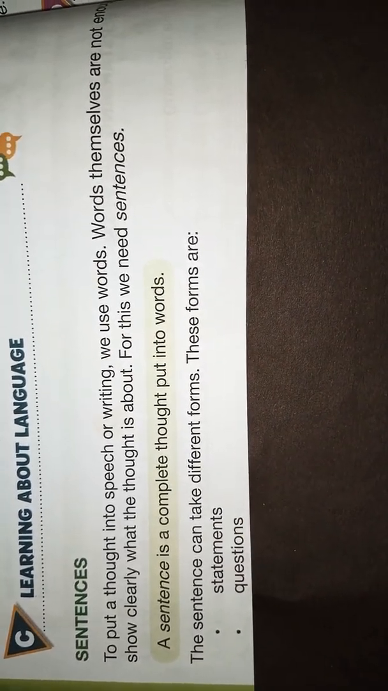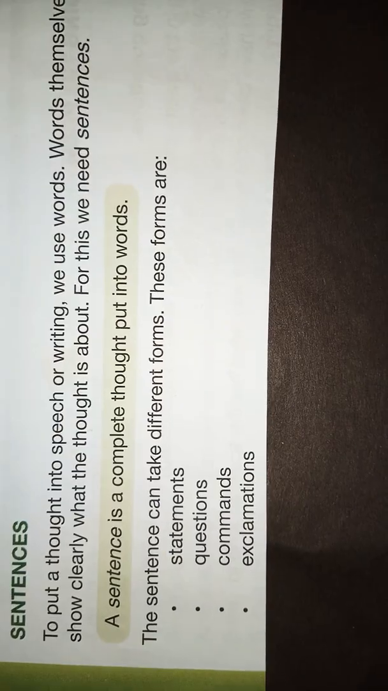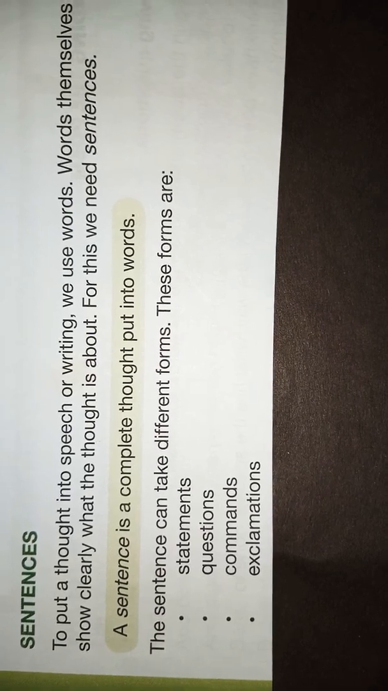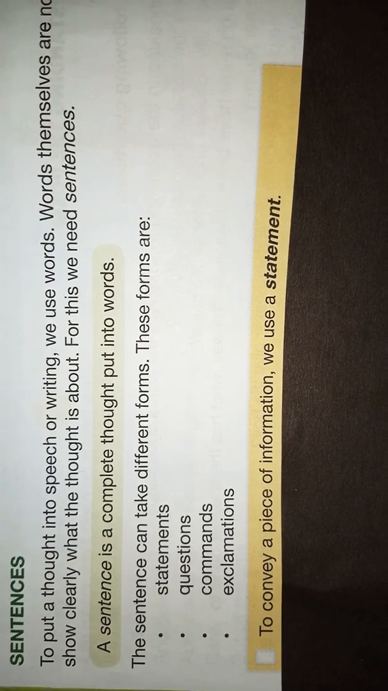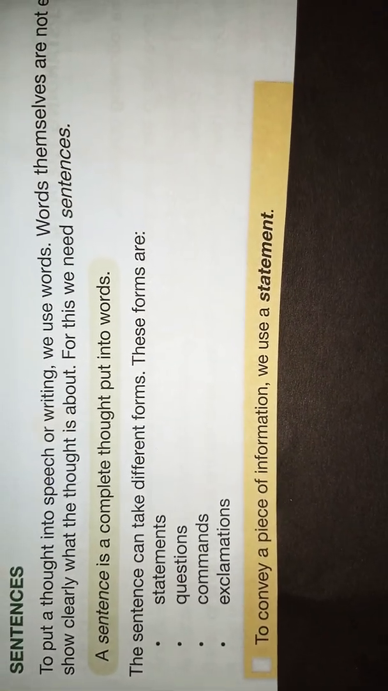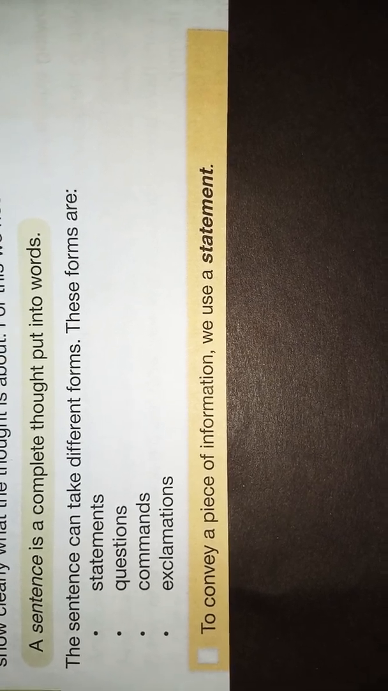Statements, questions, commands, and exclamations. These are the 4 forms of the sentences. Let's learn briefly about these forms. To convey a piece of information, we use a statement. When we provide information to someone, it could be any sort of information, we use a statement. For example, if children work hard, they will grow into bright adults. So this is a simple sentence where we are providing information regarding something.